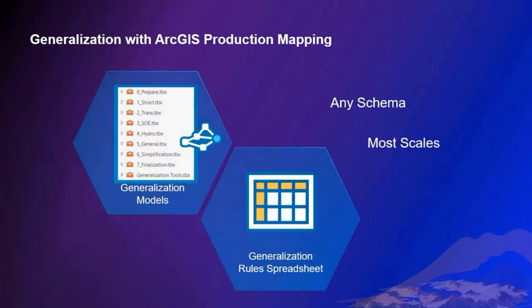Production mapping provides a set of generalization models that can be run against any input data schema to produce almost any output scale. We did this by creating a series of theme-based generalization models that understand the characteristics and topological relationships of different types of data, such as transportation and hydro. The generalization rule spreadsheet is used to identify which features in your schema should be generalized with each theme. It also identifies tolerances such as the minimum size of features. The spreadsheet allows the models to adapt to different data schemas and scales.